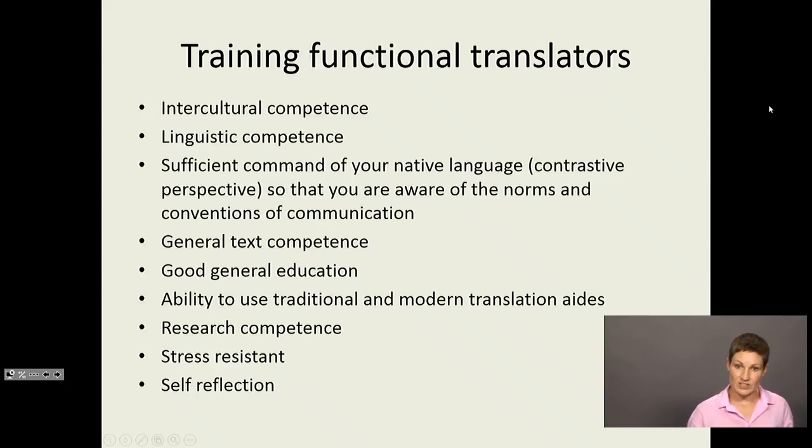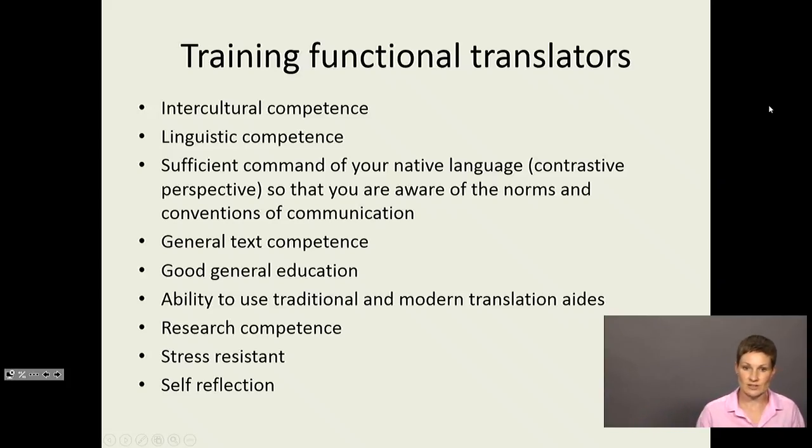So you need to make also sure that you look at parallel texts, and we'll be talking about those in our workshop, using parallel text to assist you in creating an understanding of what these norms and conventions are. General text competence, I probably don't need to explain. General education, again, this kind of speaks to that idea of knowing what's going on in the world. Who's the president of this country?